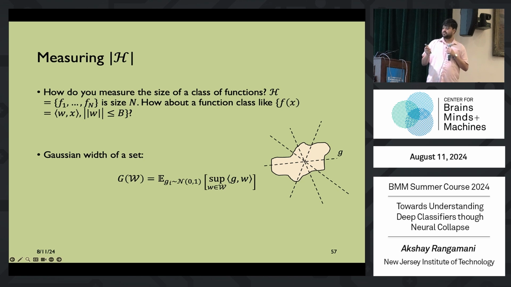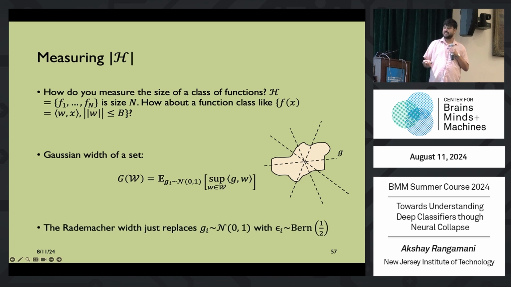Okay? And the Rademacher complexity or the Rademacher width just replaces these, so these are Gaussian vectors. Instead of Gaussian vectors, you just have vectors that are +1, -1, okay? And it's +1, -1 with equal probability.